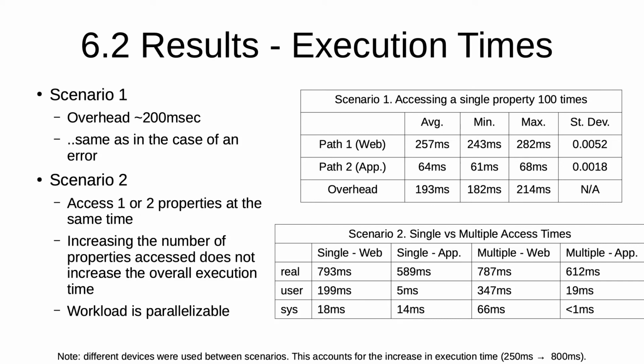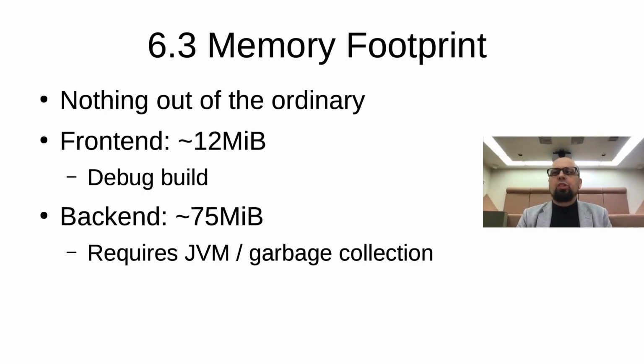In the second scenario, we compare execution time when making 1 and 2 concurrent requests. The execution time did not increase, showing that the system is perfectly capable of handling requests at the same time and that the workload is parallelizable. When it comes to memory consumption, we did not observe anything out of the ordinary. The frontend is running a debug build of the program, and it consumed roughly 12 megabytes. In contrast, the backend consumed 75 megabytes, something that is completely normal considering that it is a Java application.